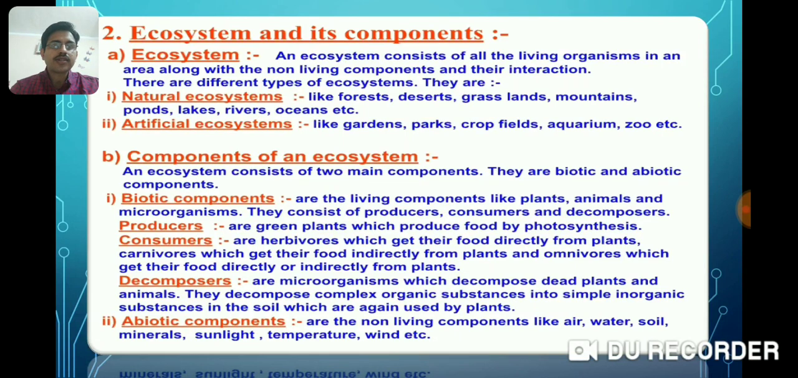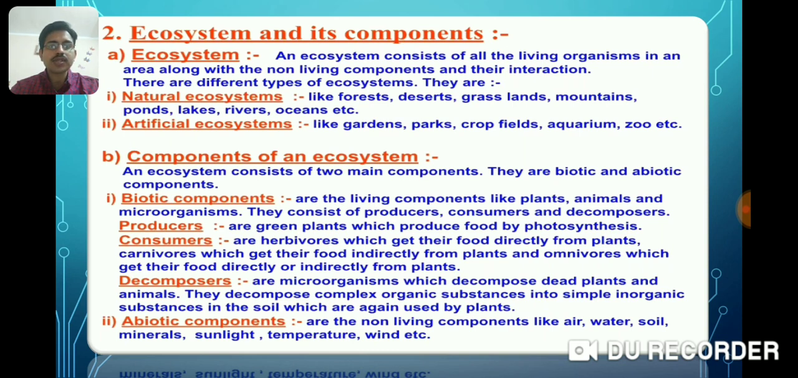Let's study ecosystem and its components in detail. As discussed earlier, ecosystem is an interacting system between living beings and the non-living components of the environment. It is of two types, natural and artificial. Components of the ecosystem include biotic and abiotic. Biotic components include producers, which are green plants which produce their own food by the process of photosynthesis. Consumers are those organisms which obtain their food directly or indirectly from green plants. They may include herbivorous organisms which feed directly on green plants, carnivores which feed on herbivorous organisms, and omnivores which feed on both plants and animal materials.